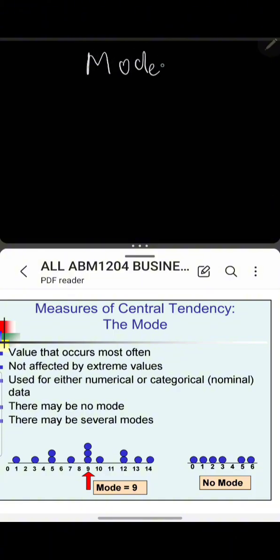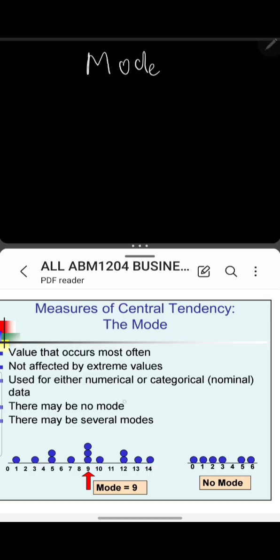So mode is simply the most common item, or the value that occurs most often. Mode is not affected by extreme values. It works best for either numerical or categorical data.